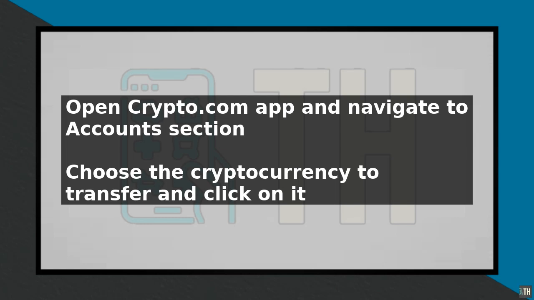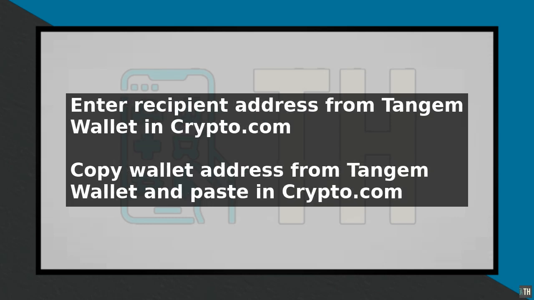Copy this address and go back to your Crypto.com app. Paste the address in the recipient field and enter the amount you want to transfer. Make sure to check the minimum withdrawal amount and any applicable fees before confirming the transaction.